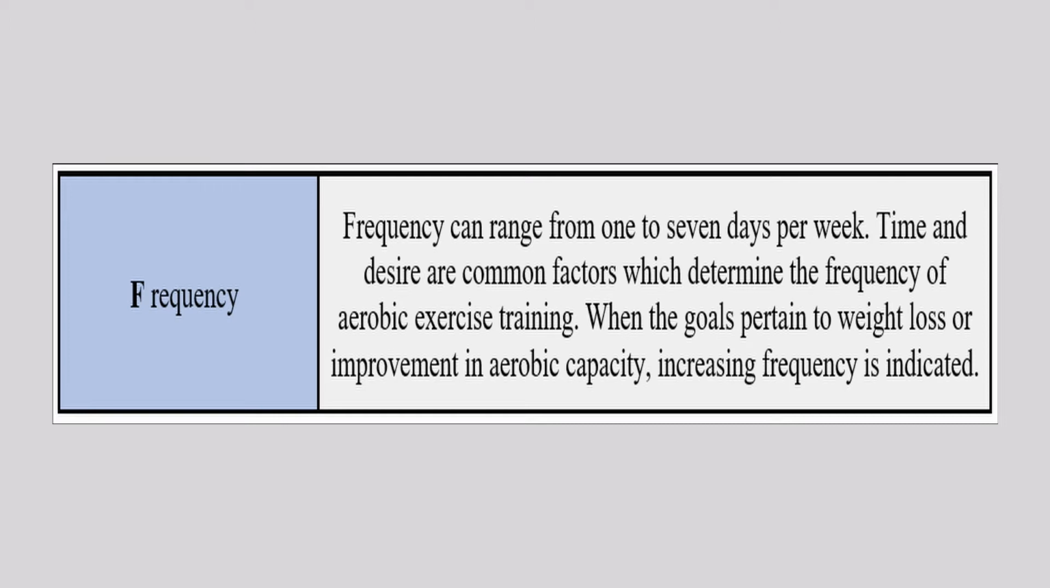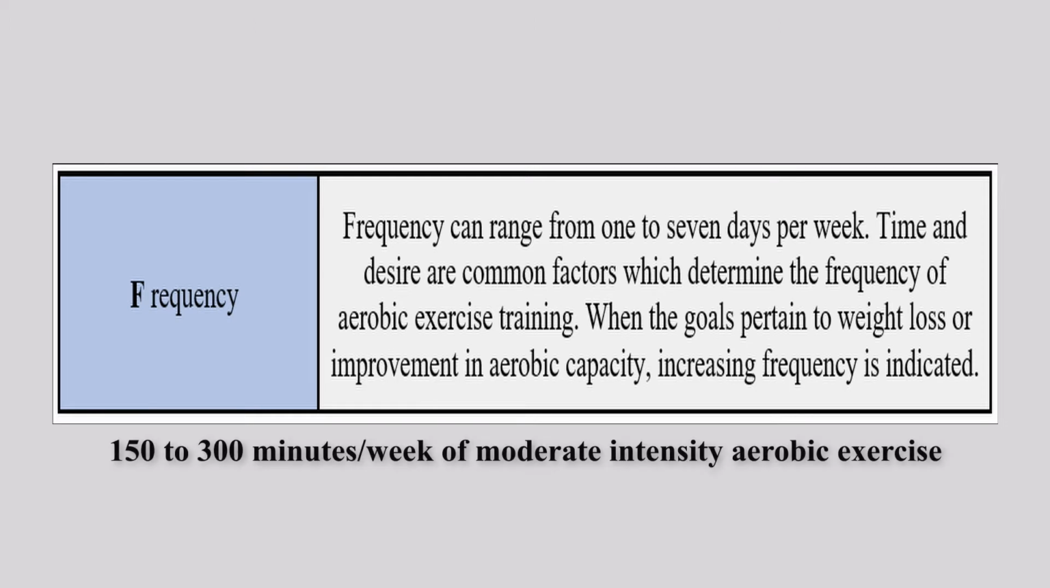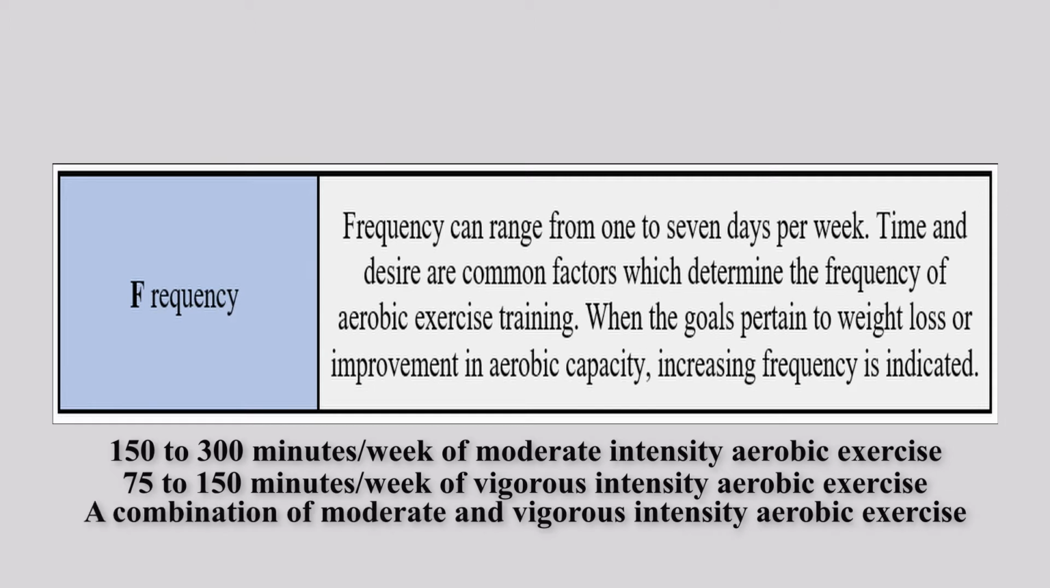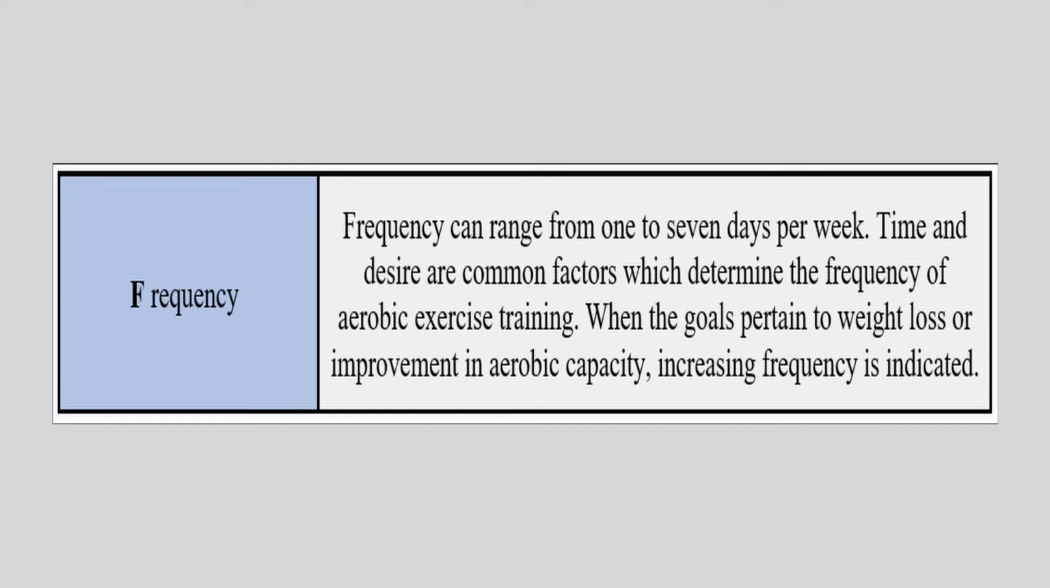The governing body guidelines from the American College of Sports Medicine and American Heart Association recommend 150 to 300 minutes per week of aerobic exercise of moderate intensity, or 75 to 150 minutes of vigorous intensity, or some sort of combination of each. But the truth is, for general and special populations, what typically determines frequency is the time they have in the course of their week and their schedule and the desire that they have.